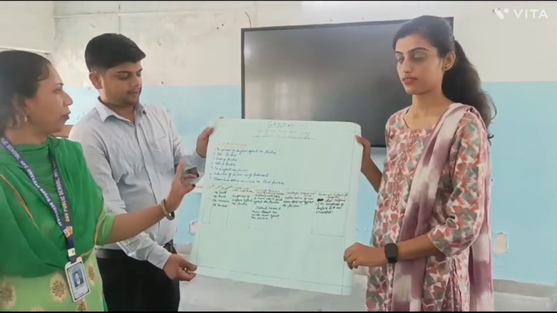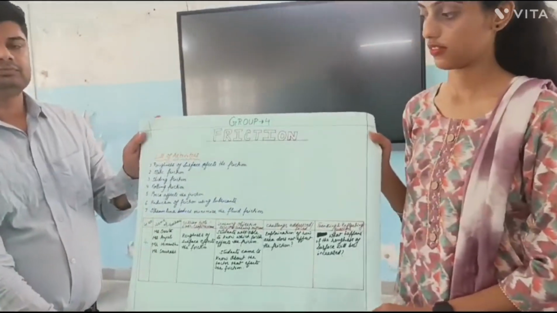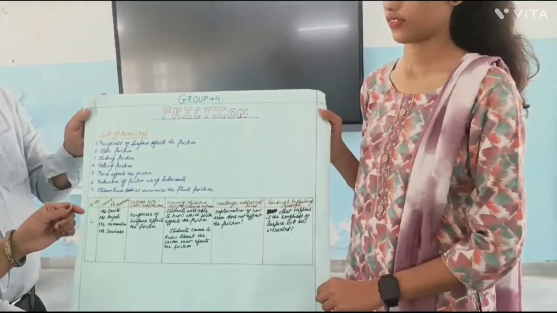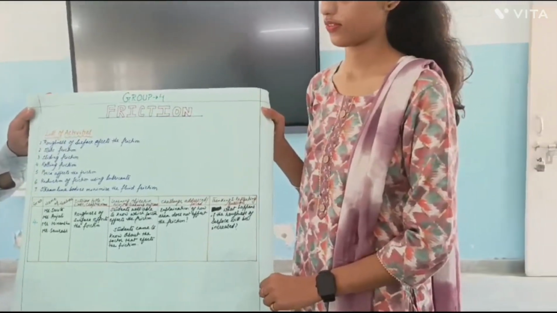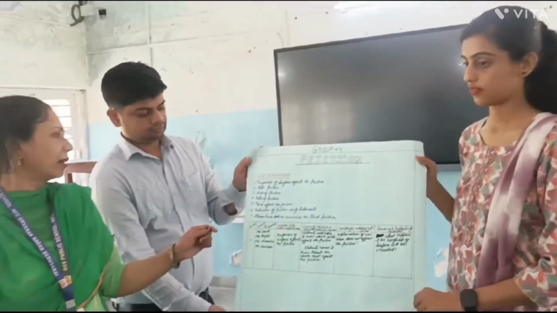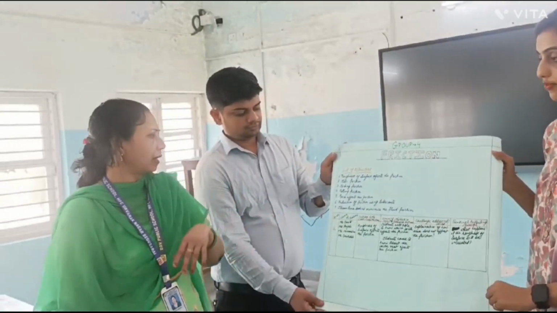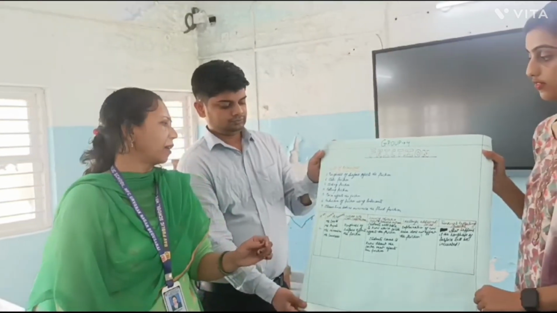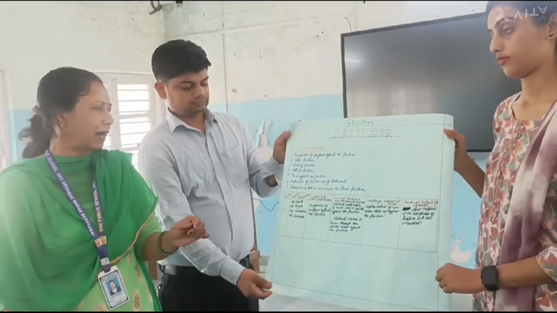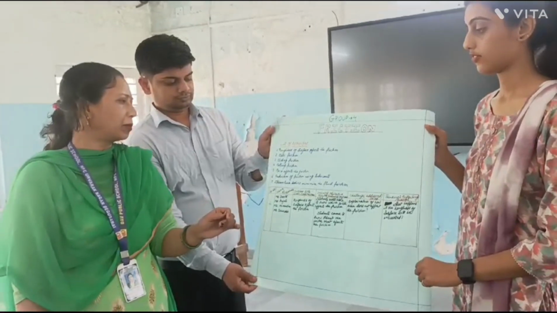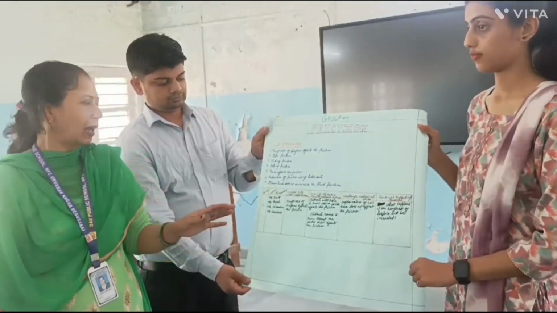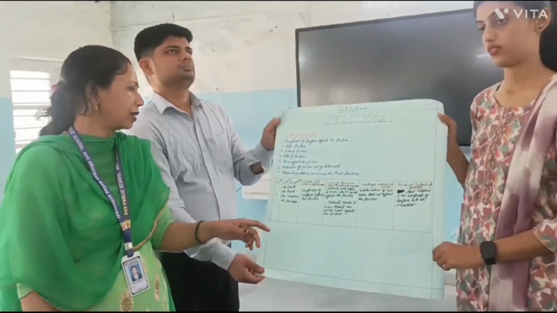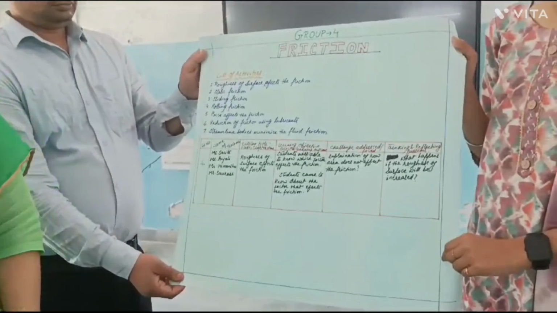Today we have got the chapter Friction, with a list of activities. The activities are as follows. Roughness of surface affects the friction, static friction, sliding friction, rolling friction, force affects the friction, reduction of friction using lubricants, and streamlined bodies minimize the fluid friction. The common topic that we have chosen to display is that roughness of surface affects the friction.